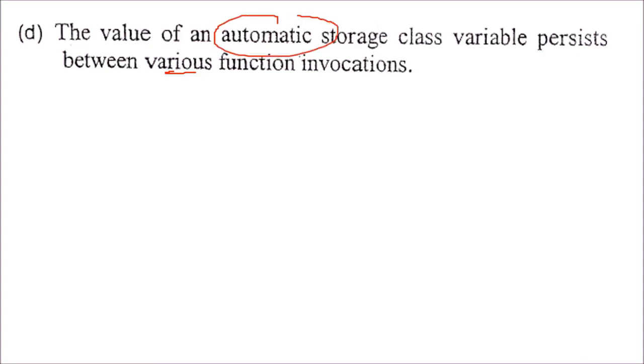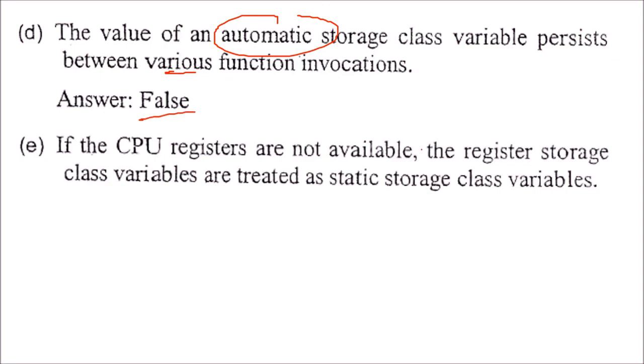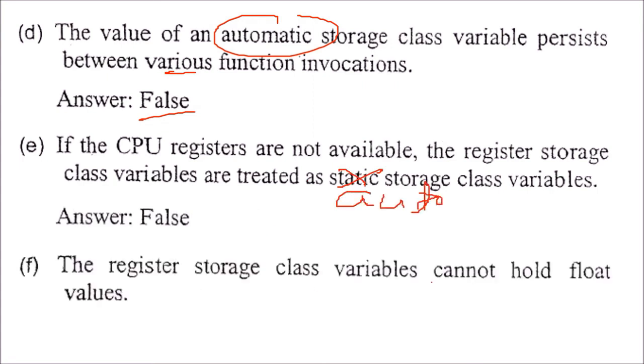Next is the value of automatic storage class variable persists between function invocations. Automatic, no. Only static and external. So this is false. If the CPU registers are not available, the register storage class variables are treated as static storage class variables. No, this is treated as simply auto. The register storage class variable cannot hold float value. Yes, it is correct, because the sizes are different.